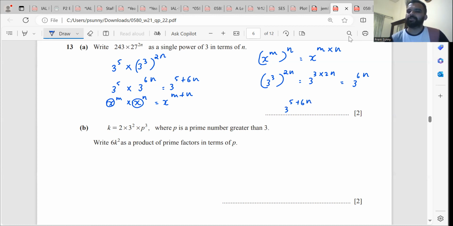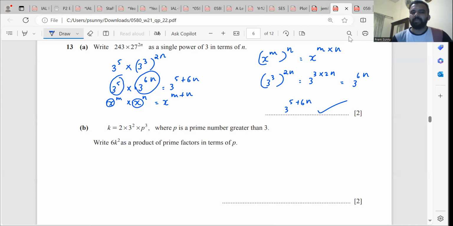And about the mark distribution here, this question is for 2 marks. You will be getting 1 mark if your answer 3 to the power of 5 is there, or in your working, if you have 3 to the power of 6n, any of these, you will be getting 1 mark, and another 1 mark for the final answer. So if you have got the answer correct, 3 to the power of 5 plus 6n, you will be getting both the 2 marks. And if 3 to the power of 5 or 3 to the power of 6n is there in your working, you will be getting 1 mark. So that is how we distribute the marks there.